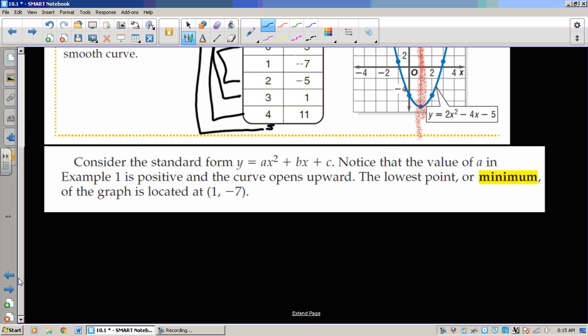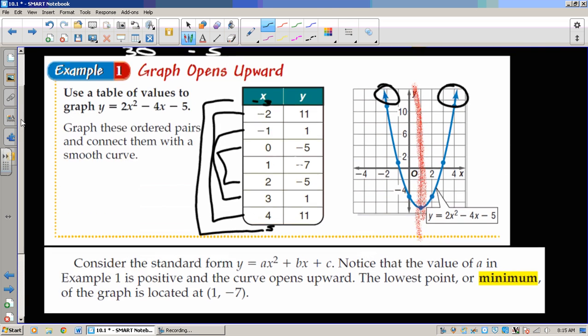So, consider the standard form y equals ax squared plus bx plus c. Notice that the value of a in example 1 is positive, and the curve opens upward. The lowest point or minimum of the graph is located at 1, -7. So if a is positive, our vertex is going to be a minimum, and the graph is going to point upward. Whereas, like in our firework problem, when a is negative, it's going to reach a maximum value.